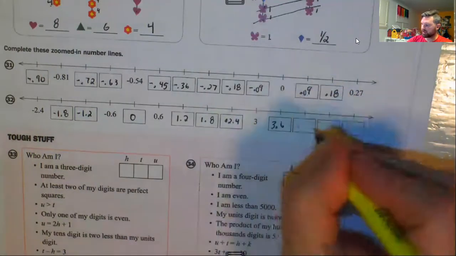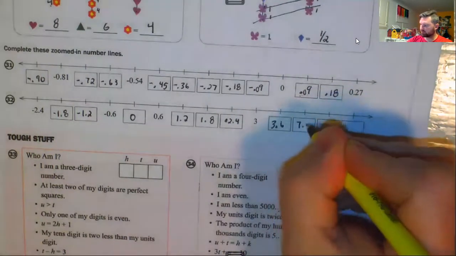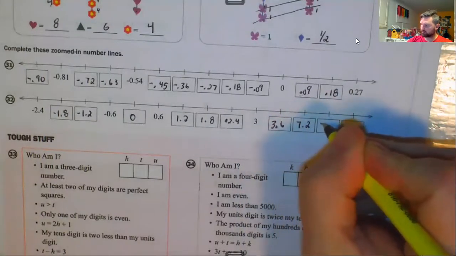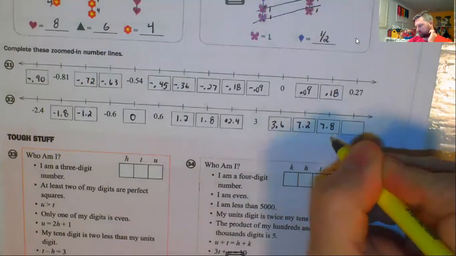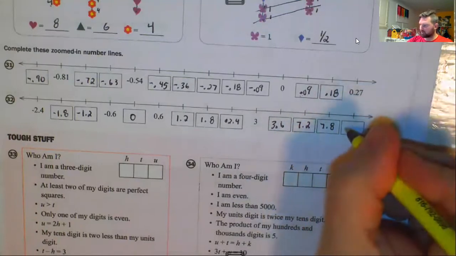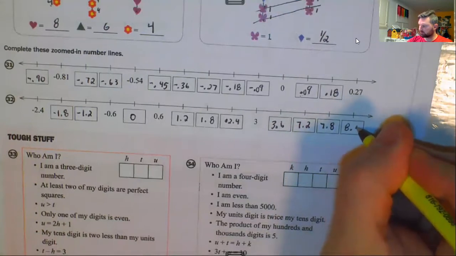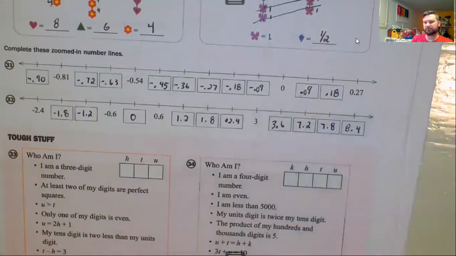So 0.6 more than that would be 7.2. 0.6 more than that would be 7.8. 0.6 more than that would be 8.4. And we're done.